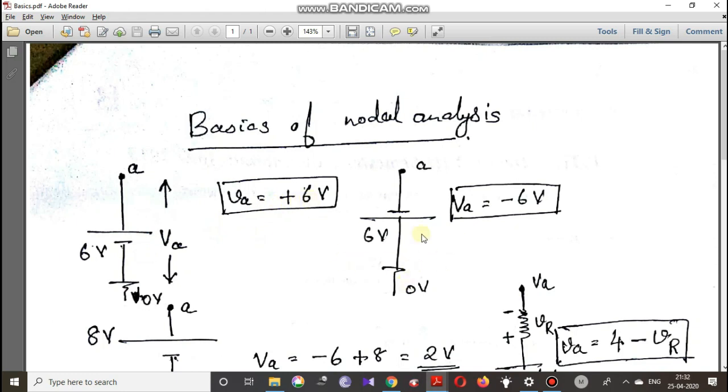Again, in this case, we need to find the value of the node voltage VA with respect to the ground. When we move from ground to point A, we are going from plus to minus. So here VA is equal to minus 6 volt. So this is our first case.